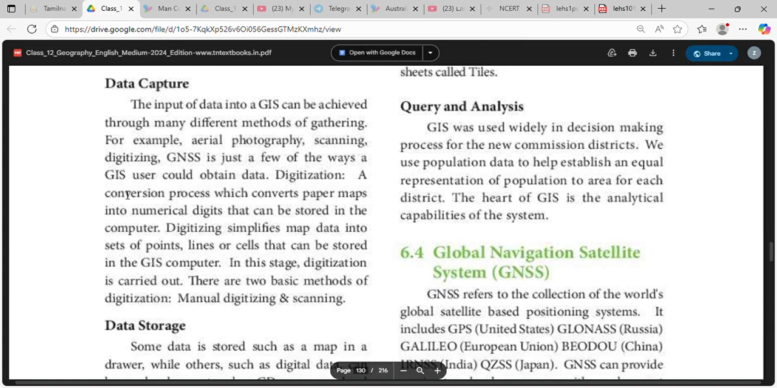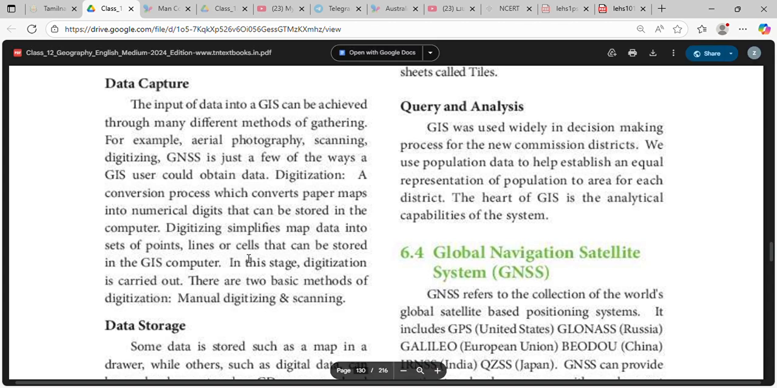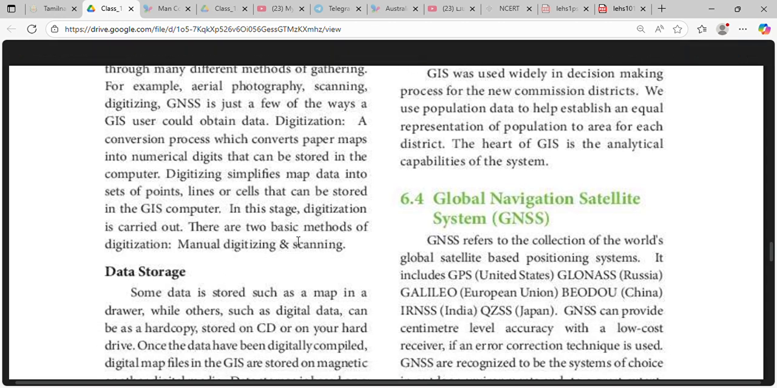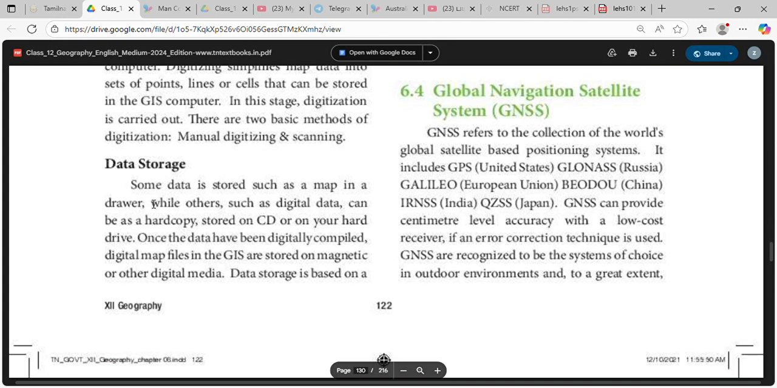The ways in which a GIS user could obtain data. Digitization is a conversion process which converts paper maps into numerical digits that can be stored in the computer. Digitizing converts map data into a set of points, lines or cells that can be stored in the GIS computer. In this stage, digitization is carried out. There are two basic methods of digitization: manual digitizing and scanning.